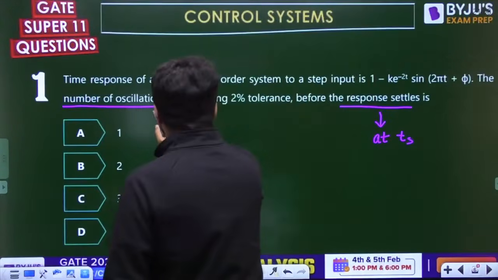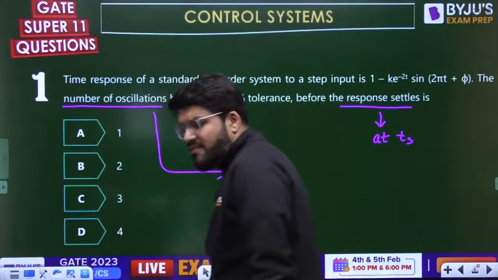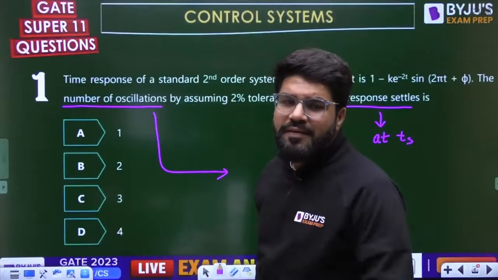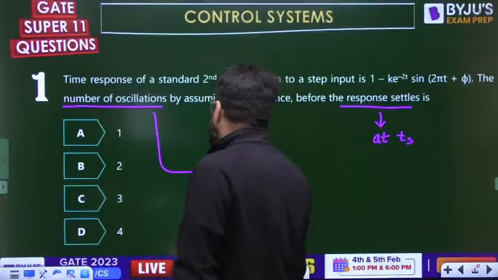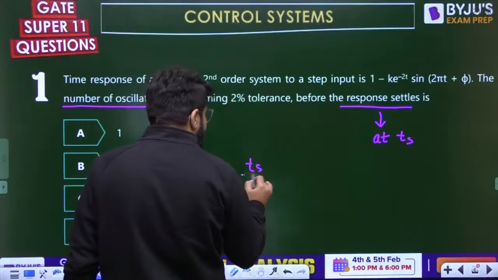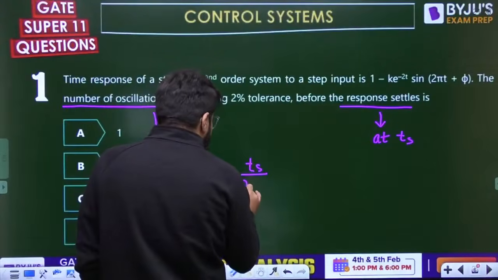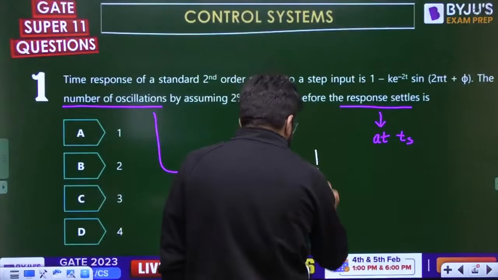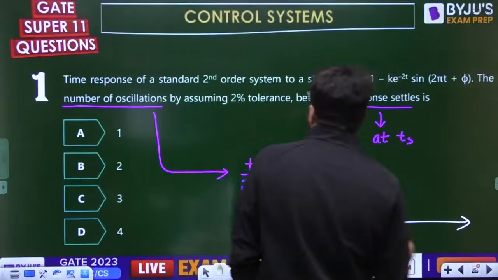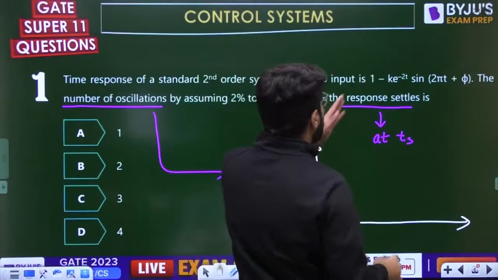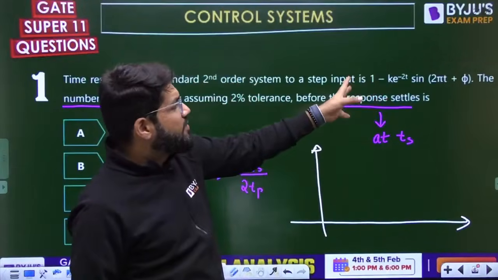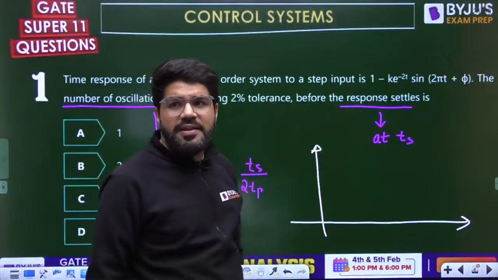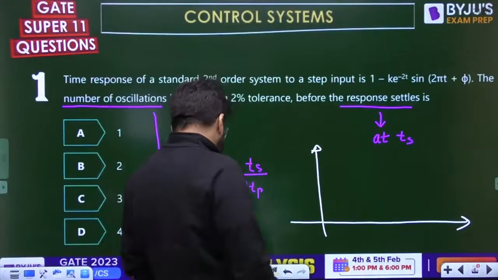Okay, and then the number of oscillations is given by: one oscillation is completed in twice the peak time. The number of oscillations is given by the total time to settle divided by 2 TP, because for an underdamped waveform, 1 minus e power minus alpha t sine omega dt plus phi represents some underdamped response.